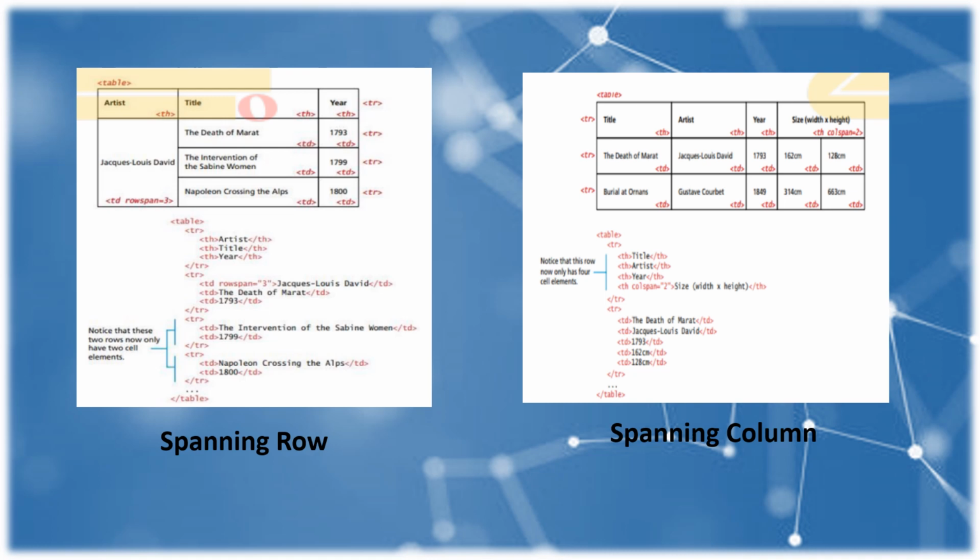The next diagram represents the spanning column. In this, the last column, that is the size, width by height, has occupied two columns. So in the program, we need to mention colspan equal to 2. Therefore, two columns have been occupied by the heading size. This is how we represent the spanning column and the spanning row.